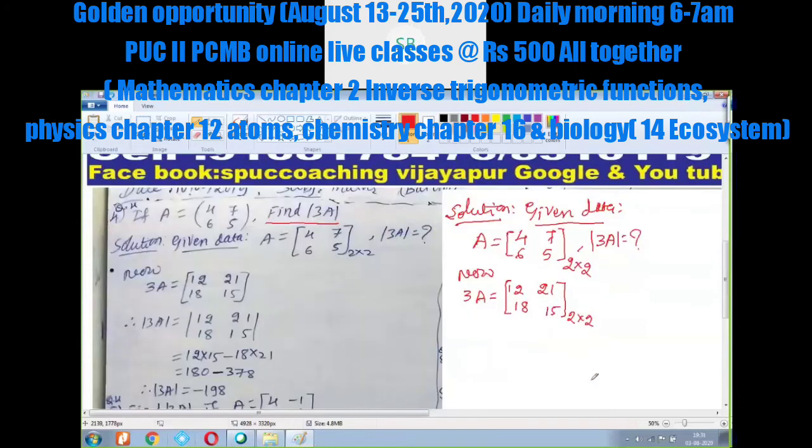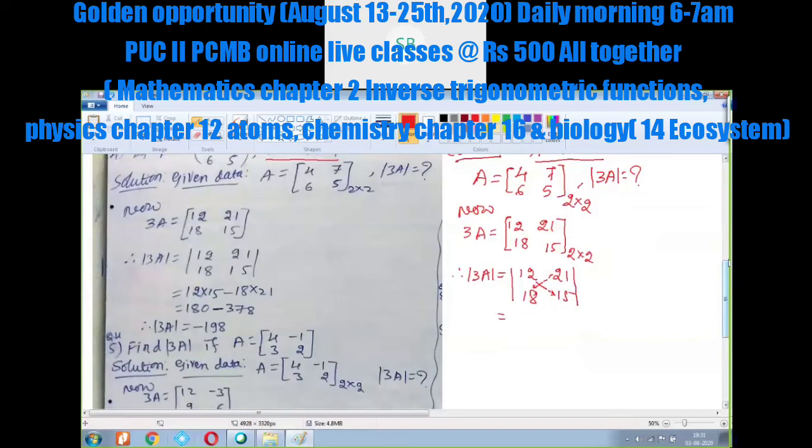Then whatever he has asked to find, that is the determinant of 3A. So the determinant of 3A is equal to the determinant of [12, 21; 18, 15]. As you have solved around 3 problems, next you can do it directly here. Use the calculator, do the multiplication properly, along this diagonal, and similarly minus, we can do the multiplication along this.